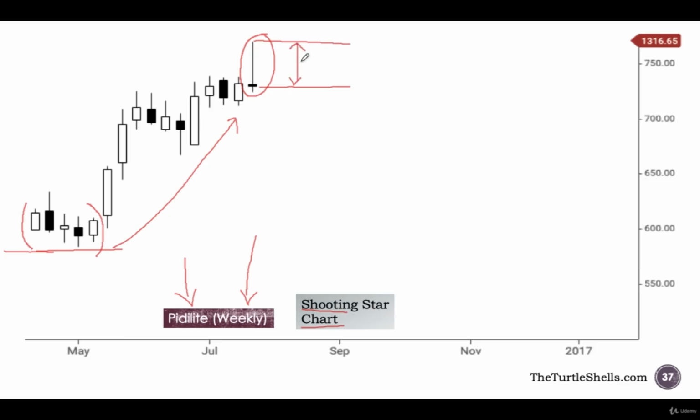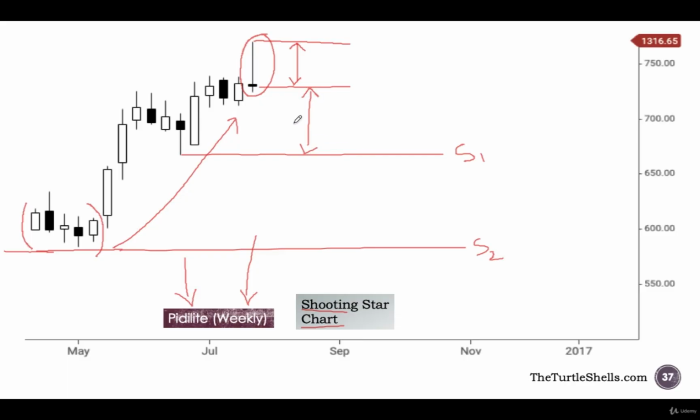shooting star, and this would be one of our support areas. This would be our major support area. So this is S1, this is S2, support 1, support 2. If this distance is not 2:1, I would be uncomfortable taking a trade as a conservative trader.